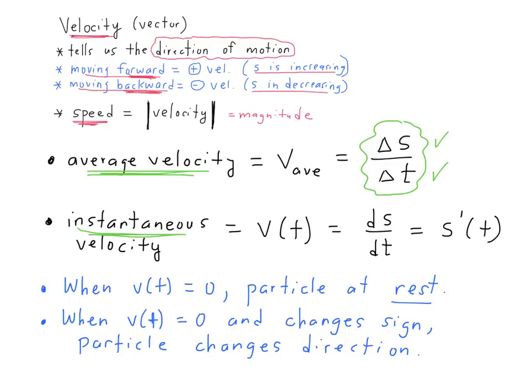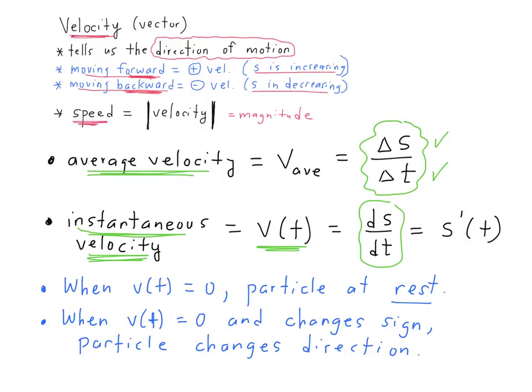Instantaneous velocity, this is the velocity at any moment in time, and we use v of t to represent this type of velocity, and this is defined as the derivative of our position function. So make the connection before.